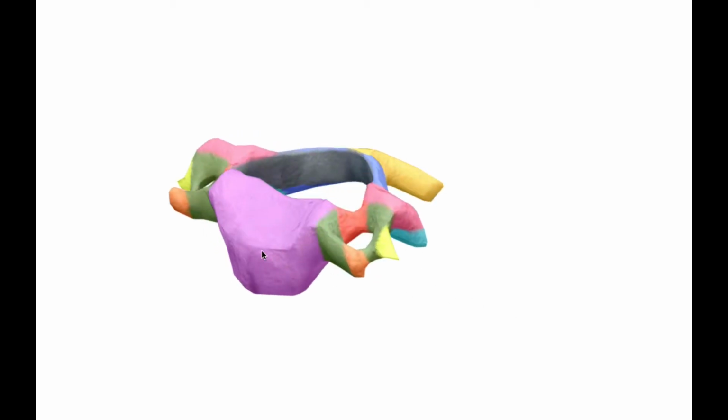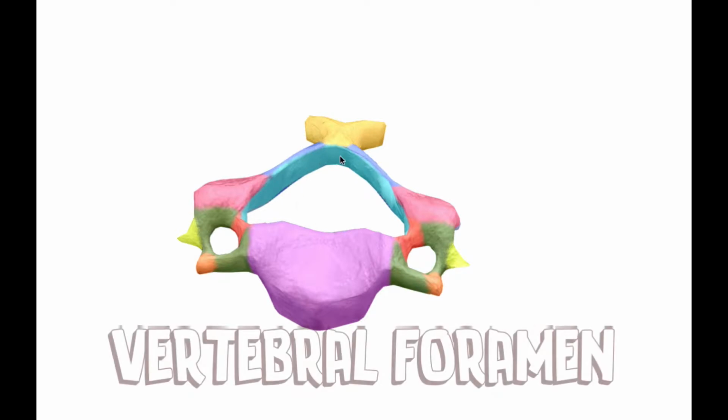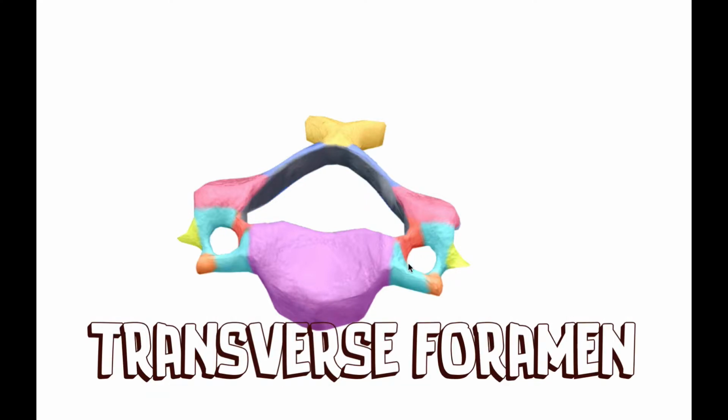Now, one of the things to notice as well, this is your vertebral foramen. This is where your spinal cord will go through. And there's another foramen right here. See if I can highlight that. This is your transverse process, this whole arch right here. And this is the foramen.